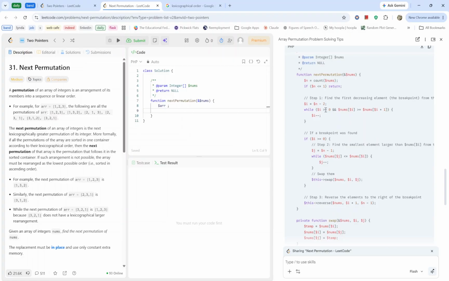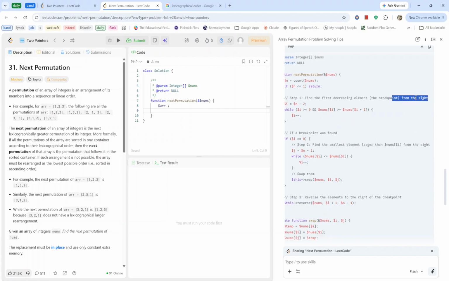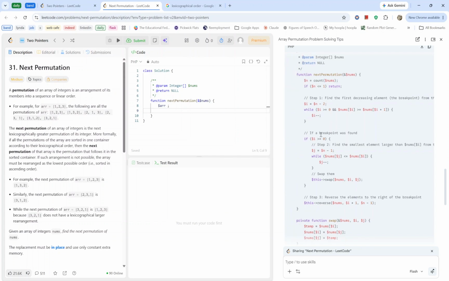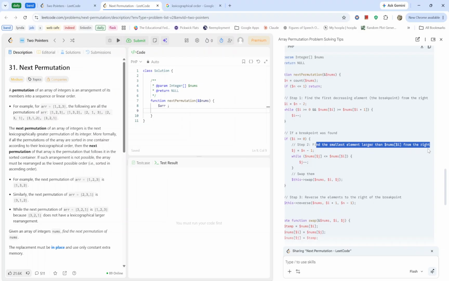And then it says if i is greater than or equal to zero and nums[i] is greater than or equal to nums[i+1], i minus minus. Find the decreasing element, breakpoint from the right. If a breakpoint was found, if i is greater than or equal to zero, step two, find the smallest element larger than nums[i] from the right, which is n minus one.